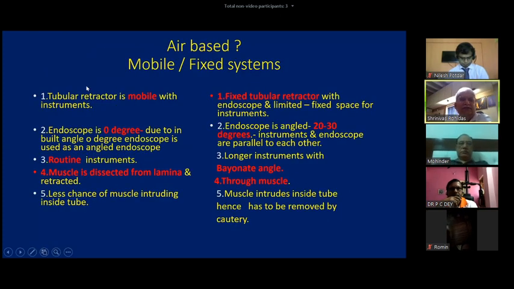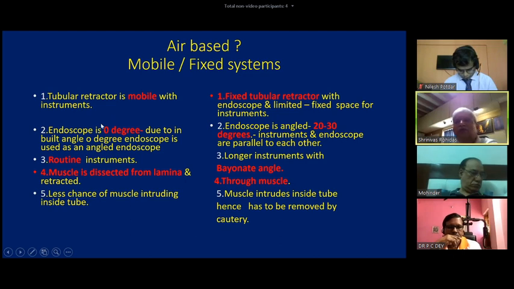Now this is the difference between the mobile tubular retractor and the fixed tubular retractor. In mobile, the tubular retractor is mobile. In fixed, it is fixed with the scope holder or the tube holder. In mobile, we have to use a 0 degree endoscope. In fixed, we have to use 20 to 30 degree endoscope because the instruments and the endoscope go parallel to each other. In mobile, we can use routine instruments.